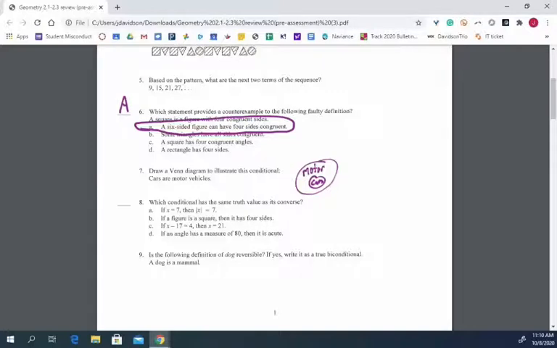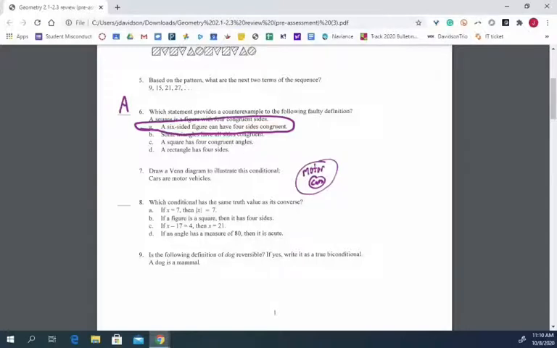Which conditional has the same truth value as its converse? What's converse mean? Reverse. What's inverse mean? Inverse is the original condition, but with both parts negated. Yeah, use the word not. Inverse means to negate. Negate is the word. Which conditional has the same truth value as its converse?